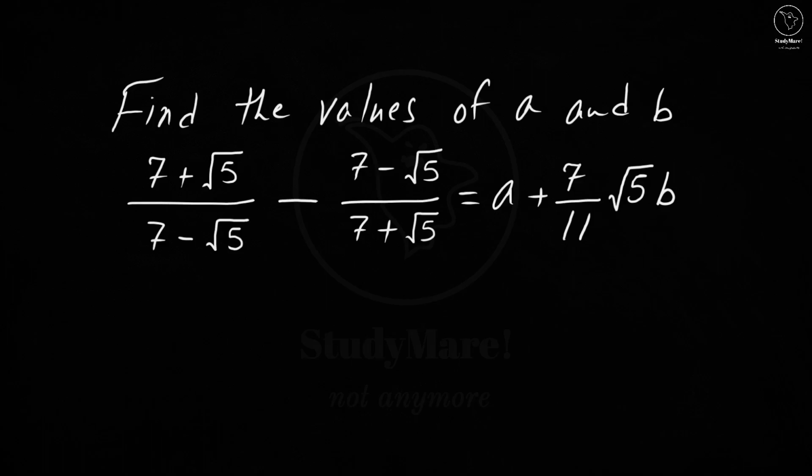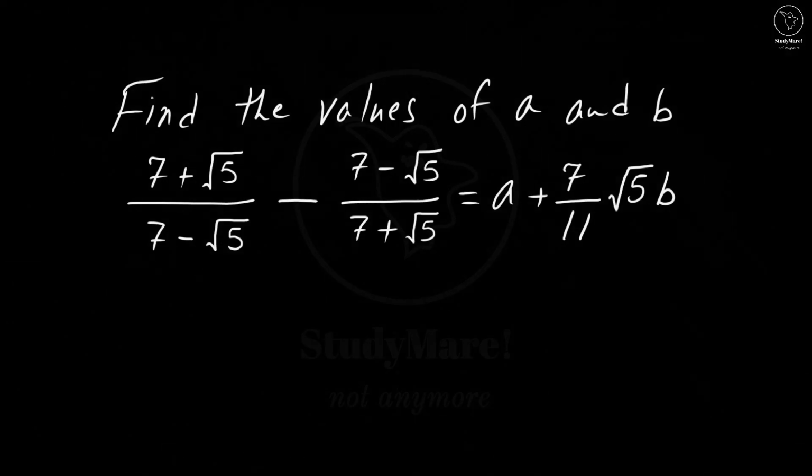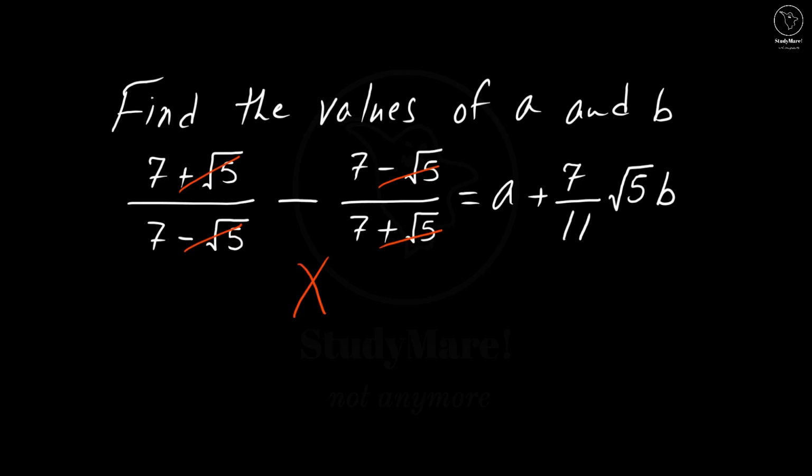Now, before moving ahead, a very common mistake that I have observed many students commit here is they would cancel out plus root 5 with minus root 5 and minus root 5 by plus root 5. No, this is wrong, because this 7 minus root 5 is a single term. You cannot just cancel out a part of it with another. You have to solve it.